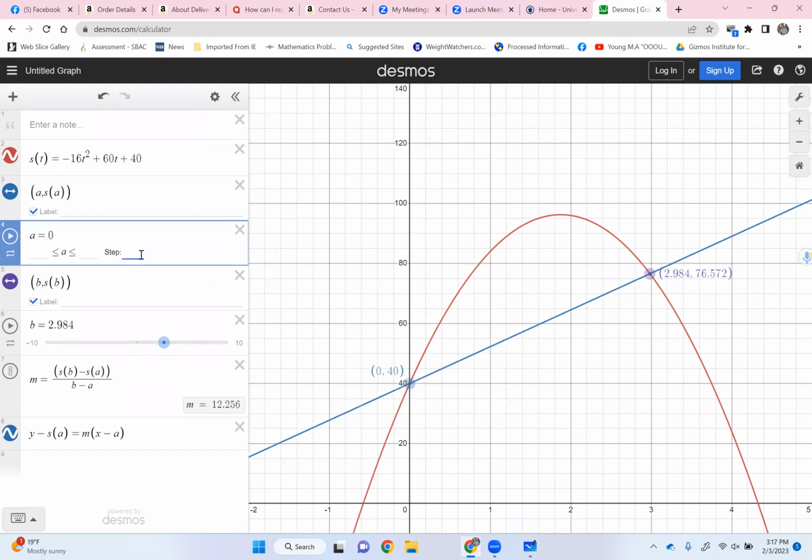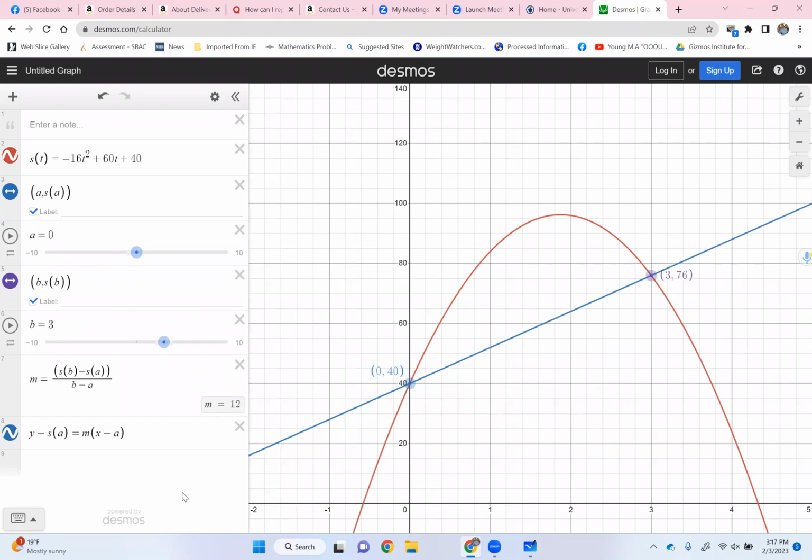And if we click over here, it puts it back into the slider there to 3. So let's let our b value equal 3. All right, so here's our 2 points, (0, 40) and (3, 76). We see the slope is 12, which means that the average velocity from 0 seconds to 3 seconds is 12 meters per second. And if we wanted the equation for the line, it would be y minus 40 equals 12 times x minus 0. I hope you're following that.